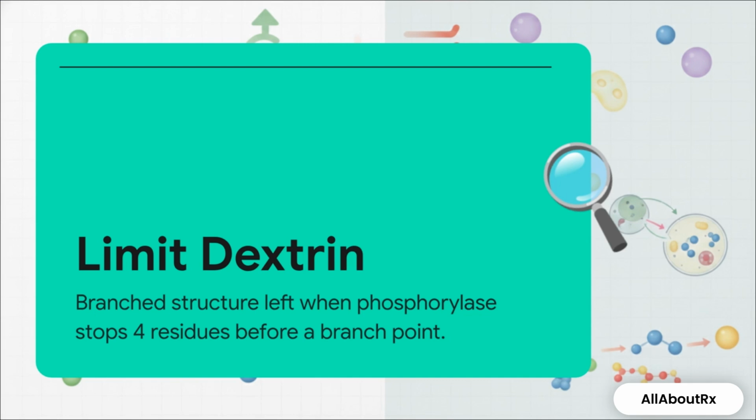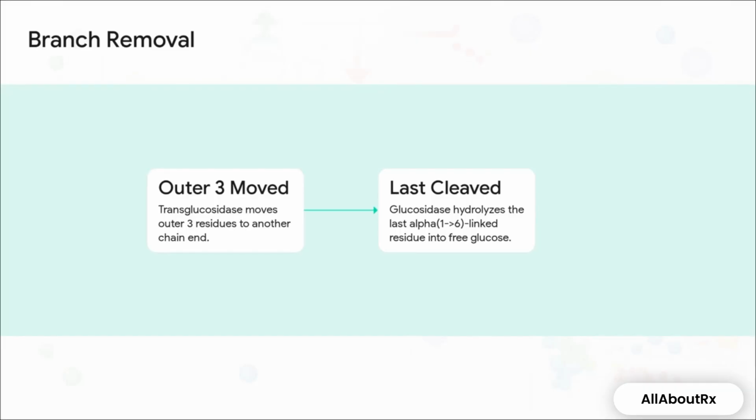It hits a structural roadblock exactly 4 residues before a branch point. It just physically can't get any closer. When it stalls out like that, it leaves behind this stubby branch structure that we call a limit dextrin. So to clear that roadblock and deal with the limit dextrin, the bifunctional debranching enzyme swoops in like a specialized cleanup crew. It actually has 2 distinct activities.